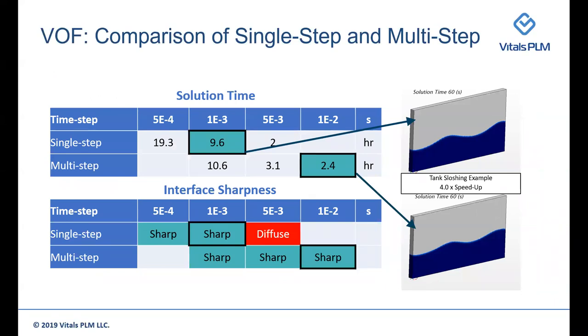And here we see a comparison between the single step and multi-step in terms of the time it is taking to resolve and the way it is capturing the interface. Here we can see with single time step, the solution time is 9.6 hours with the time step of 1e-3, whereas with the multi-time step approach, the solution time is just 2.4 hours, a drastic decrease, even with a bigger time step of 1e-2. And when it comes to interface sharpness, the multi-step approach is able to preserve the interface in a sharp frame, even with the bigger time step.